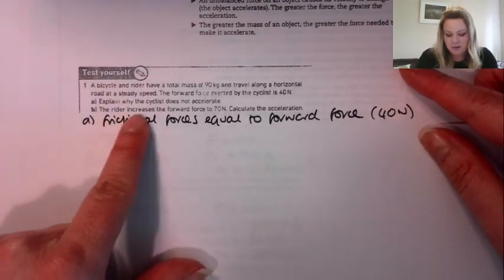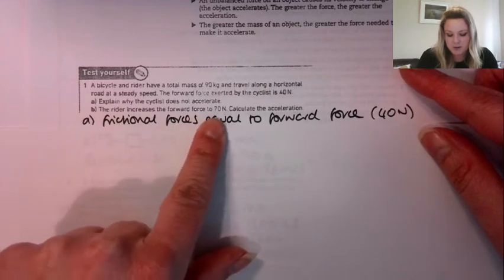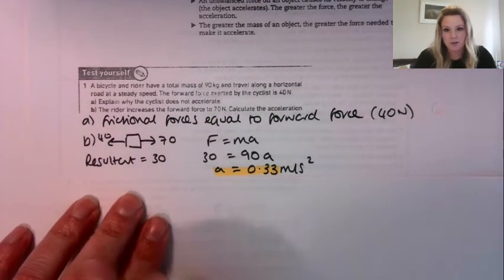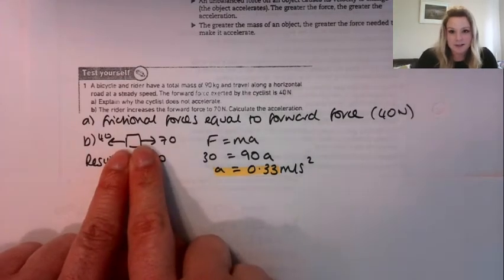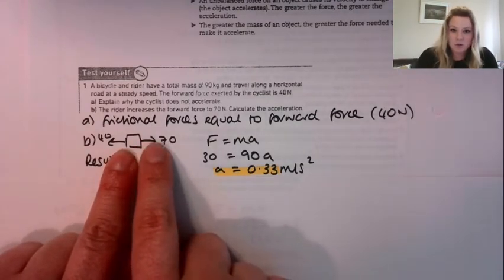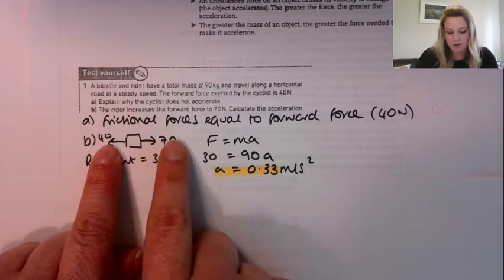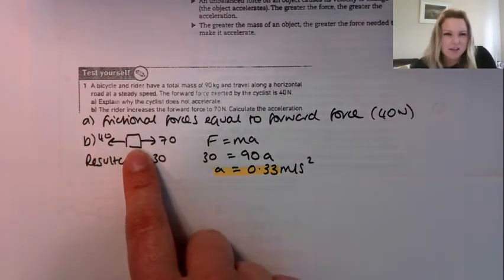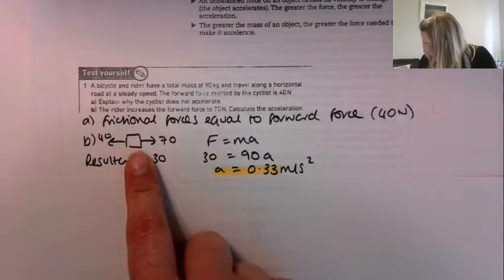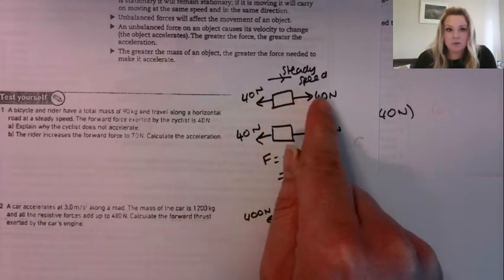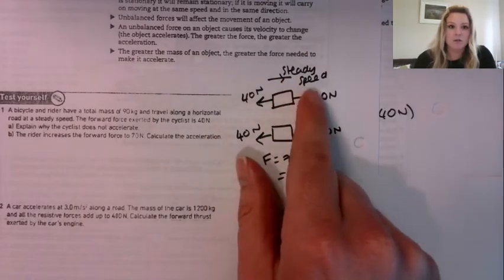Now, the rider increases the forward force to 70 newtons. Calculate the acceleration. So here's my working out for it. Here's my cyclist. We now have a forward force of 70, and we know the frictional forces are 40, and we know that because I drew it on yesterday, if you remember. So whenever it was going at a steady speed, that was whenever the forward force was 40. So if it's going at a steady speed, the forces have to be balanced.